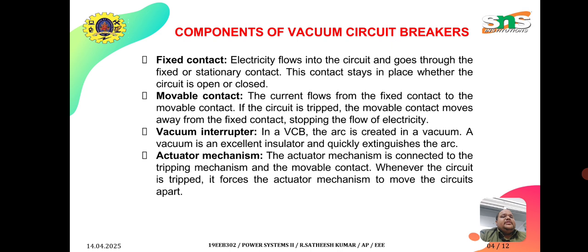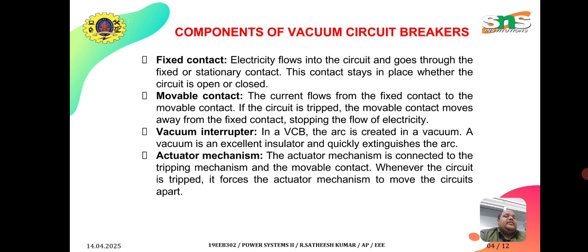The fixed contact: the electricity flows into the circuit and goes through the fixed, stationary contact. This contact stays in a place where the circuit is opened or closed. The current flows from the fixed contact to the movable contact. If the circuit is tripped, the movable contact moves away from the fixed contact, stopping the flow of electricity. When making the circuit and moving away from the contact and breaking the circuit, there the arc is being produced. That arc is simply quenched in the vacuum medium.